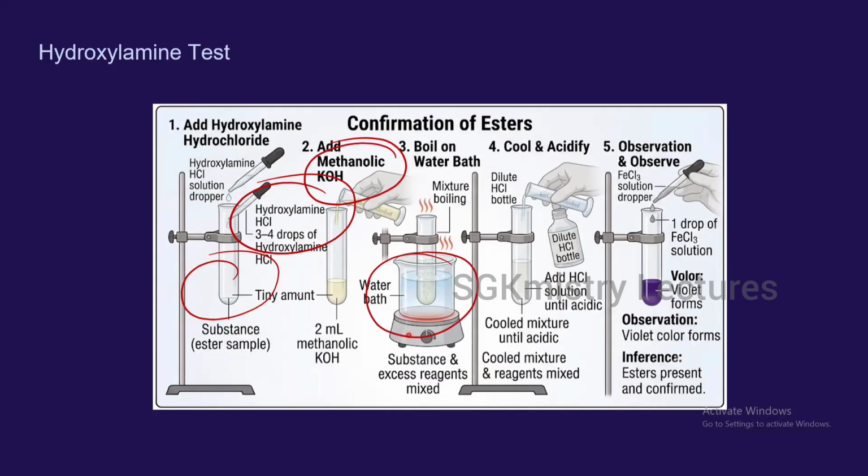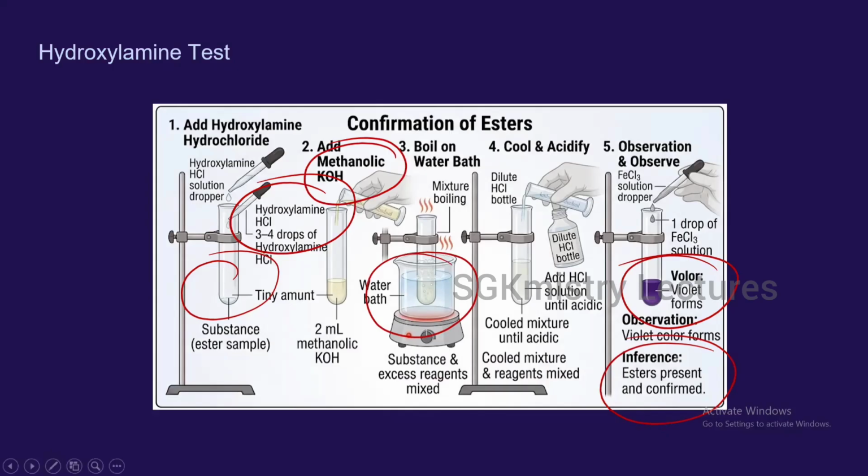And then you're going to add 1 drop of ferric chloride and HCl. Mainly, you're going to add the HCl until it is acidic. The entire solution, whatever the contents are there, becomes acidic in nature. You can see that the violet color is observed. So when the violet color is formed, we can say that the esters are present, and this is a confirmatory test for the presence of esters.